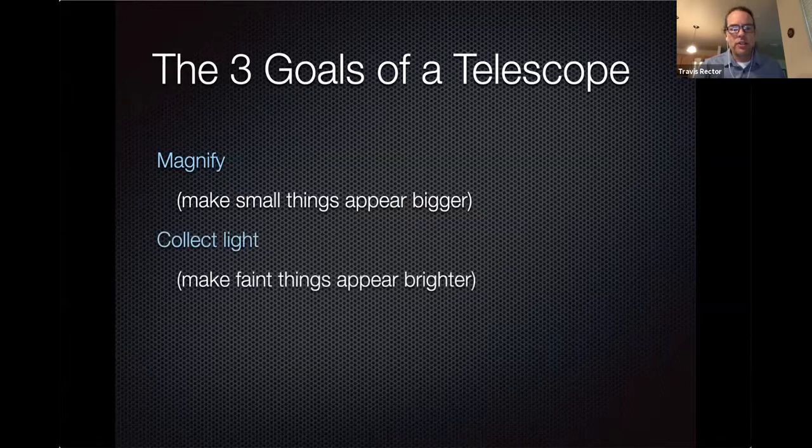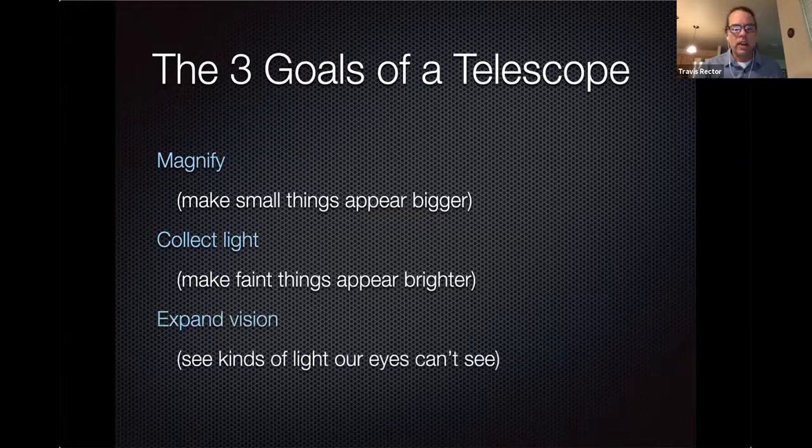Another thing, though, that telescopes do that people often don't think about is they're designed to collect lots of light and make things that are too faint for our eyes to see bright enough to be detectable. And then finally, to see the kinds of light that our eyes can't see. So the X-rays, the infrared light, and so on.